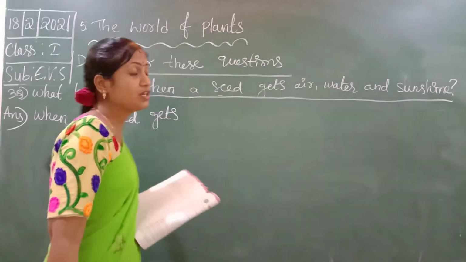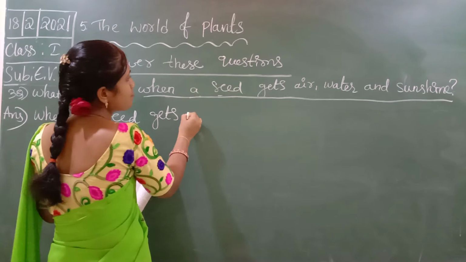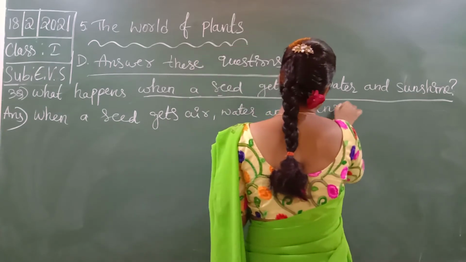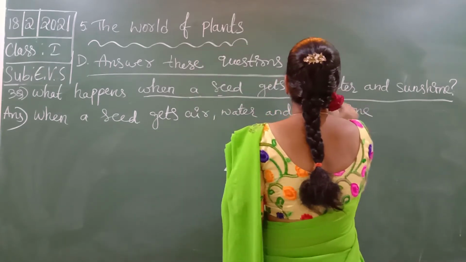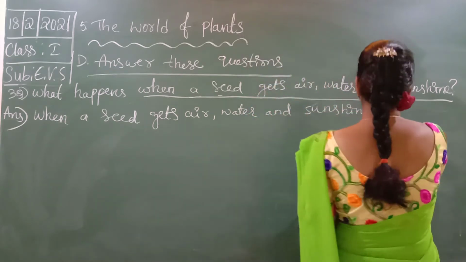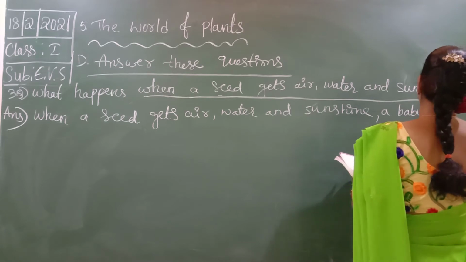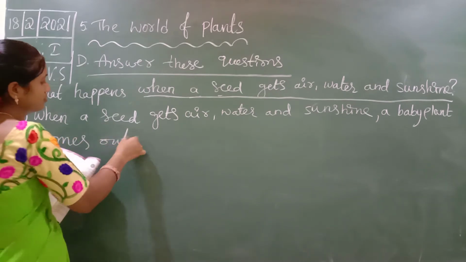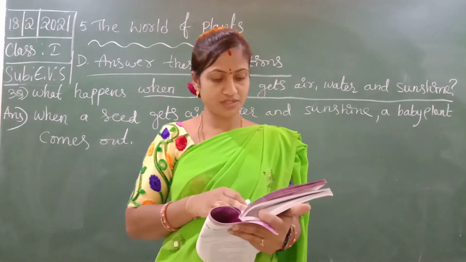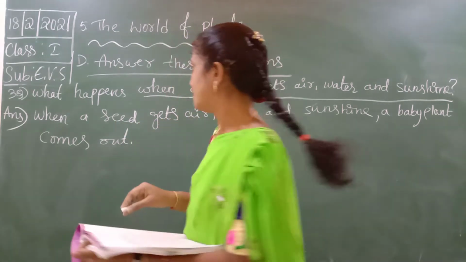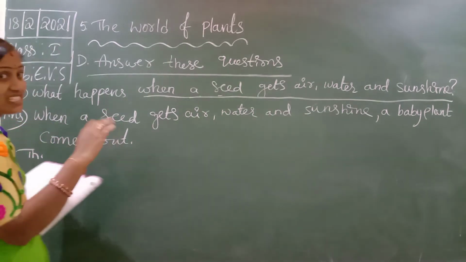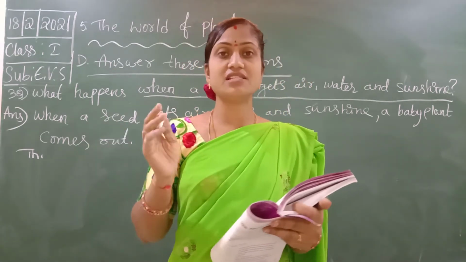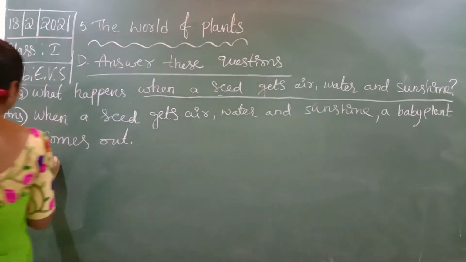For the answer, the question itself has it. So when a seed gets air, water and sunshine, a growing baby plant comes out. Next, think and answer. A seed has a baby plant inside. When the seed gets air, water and sunshine, the baby plant comes out. Think and answer.